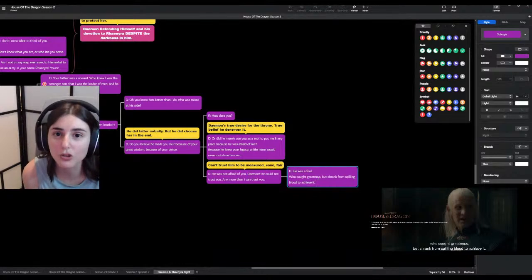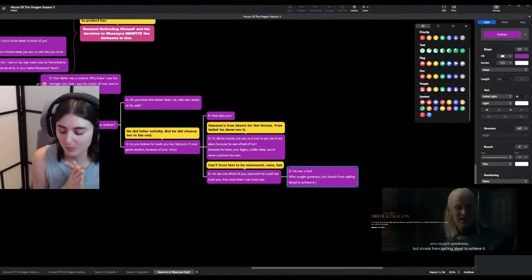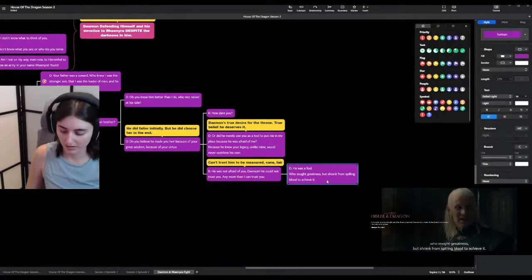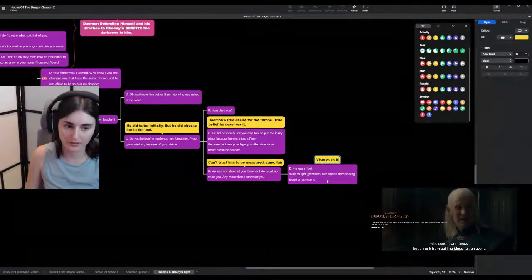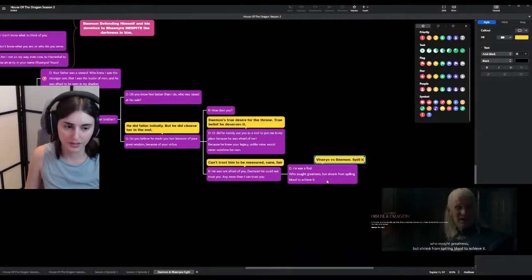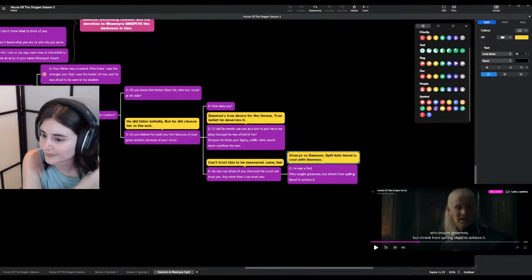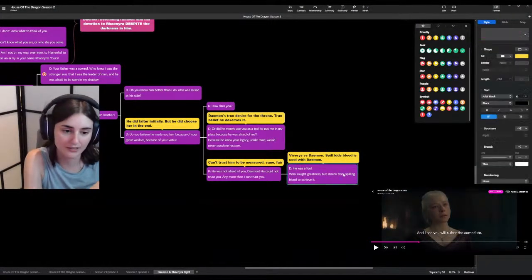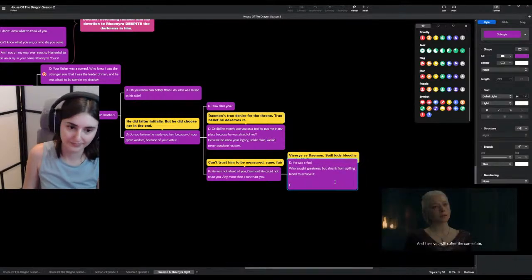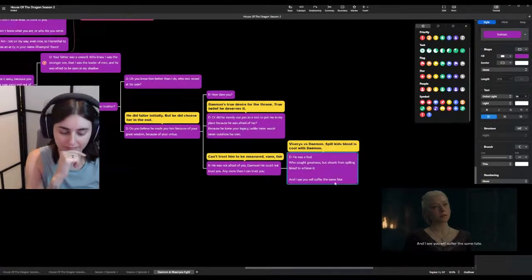Sorry, that's the thing. He didn't want to spill all the blood, but Daemon's like, spill it all, even the children's blood. This is Daemon. Spilling kids' blood is okay, is cool with Daemon. There's a good enough reason, it's cool. Daemon is right. Shrank from spilling blood to achieve it, and I see you will suffer the same fate.